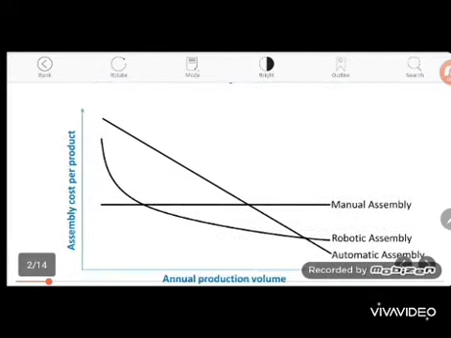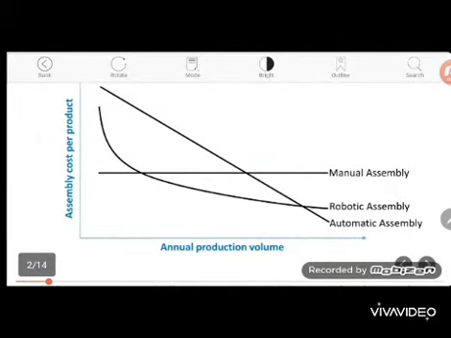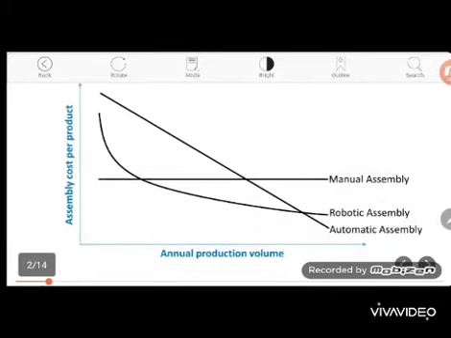First of all, the approach of assembly method in DFMA. There are 3: manual, robotic and automatic. Some scholars define that robotics is part of automatic assembly. Whether you want to accept it or not, it depends on you. But commonly these 3 are what is common practice for the industry.